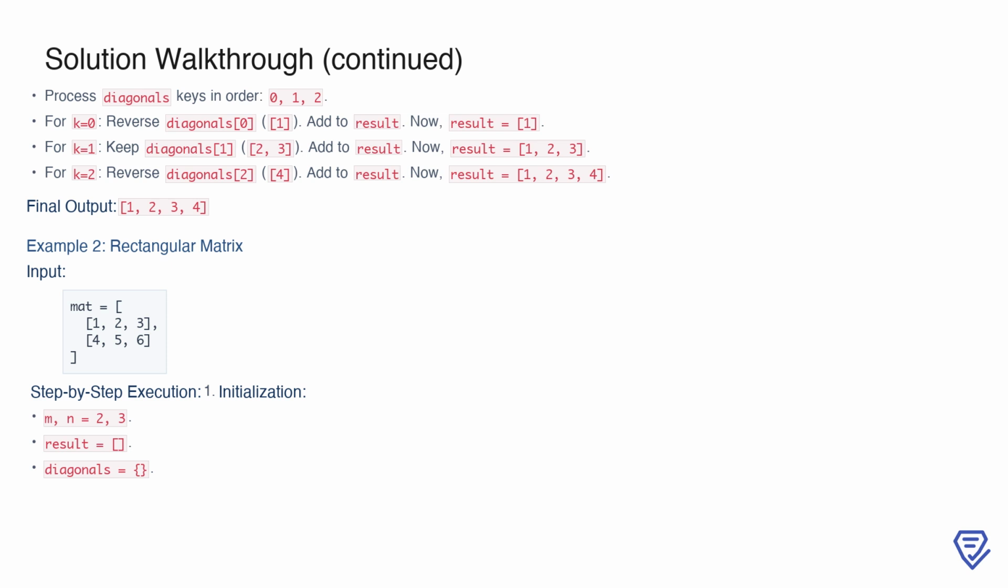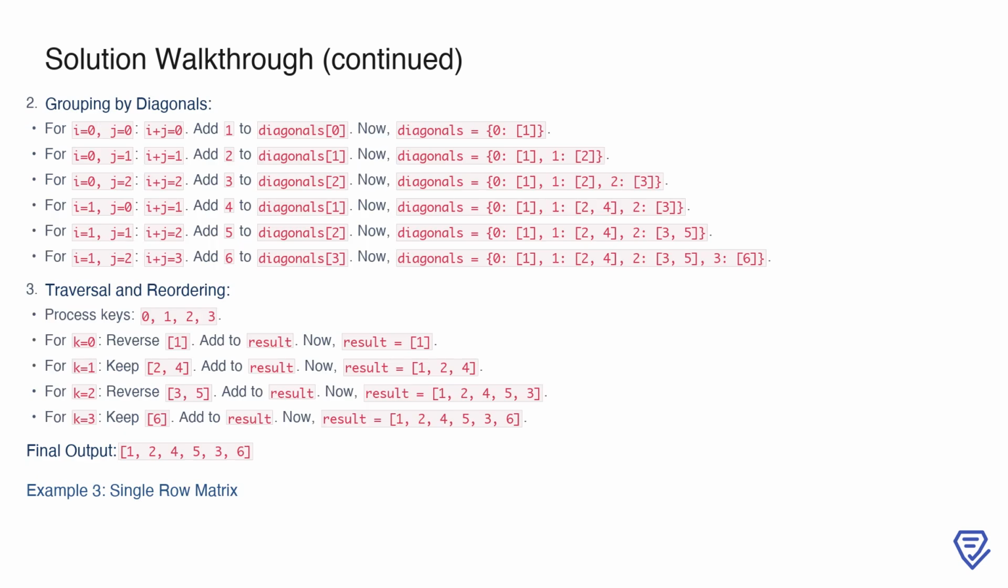Moving on, let's consider a rectangular matrix with dimensions 2 by 3. For the rectangular matrix example, we start with initialization. The matrix dimensions are m equals 2 and n equals 3, and we create an empty result list and an empty diagonals dictionary. Next, we group the elements by diagonal indices.